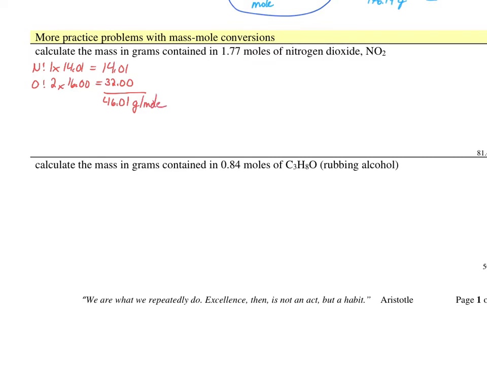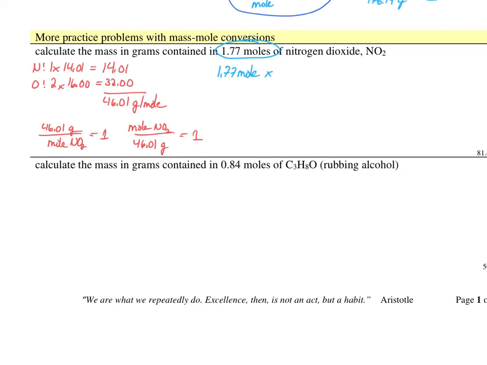With that formula weight as a conversion factor, or an identity, we can write 2 conversion factors. 46.01 grams is equivalent to a mole, and a mole is equivalent to 46.01 grams. All right, going back to the statement of the question, we see that we have 1.77 moles to start with. Write down the number that you're given with the unit.